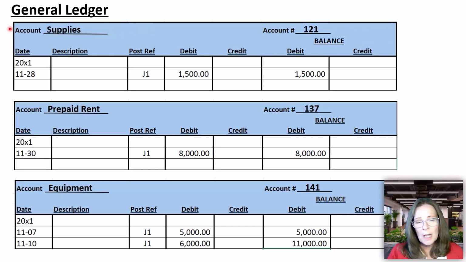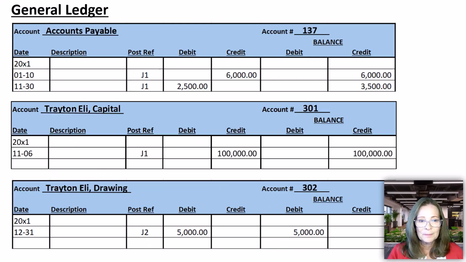The general ledger account 121 for supplies shows a balance of $1,500. The prepaid rent account 137 shows $8,000, and the equipment account 141 has a balance of $11,000. The general ledger account 202 for accounts payable shows that Eli's Consulting still owes $3,500 to a vendor.